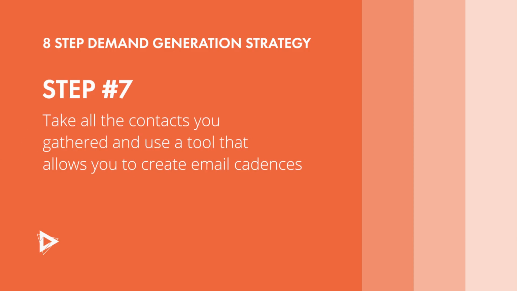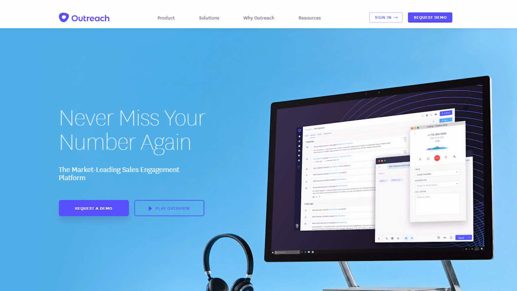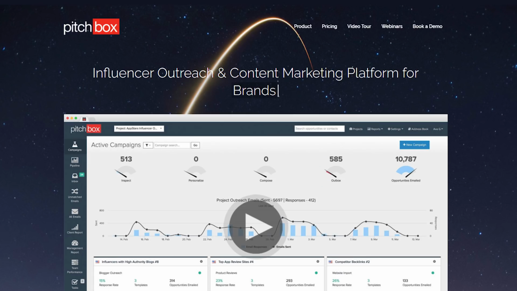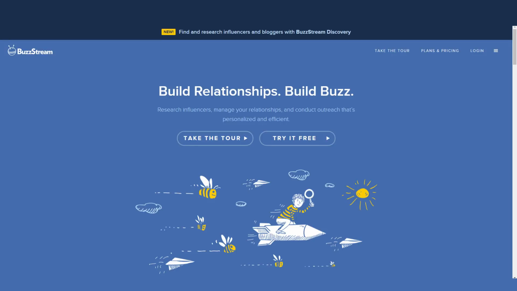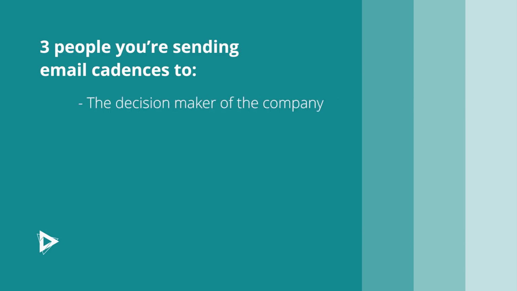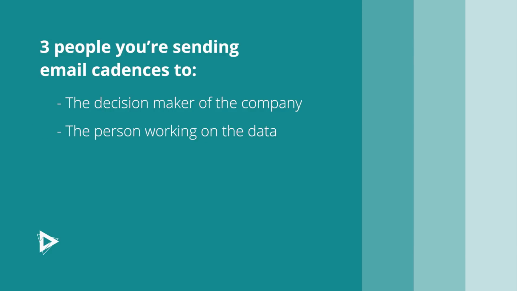Step 7 is the fun part. For step 7, what you're going to do now is you're going to take all those contacts that you gathered and use a tool like outreach.io or Pitchbox or BuzzStream or something that allows you to build email cadences. Now what you're going to want to do is send that email to 3 people. One person is the decision maker. The other person is the person actually working on the data, right? And then the last person, the third person, you're going to CC is your sales rep.